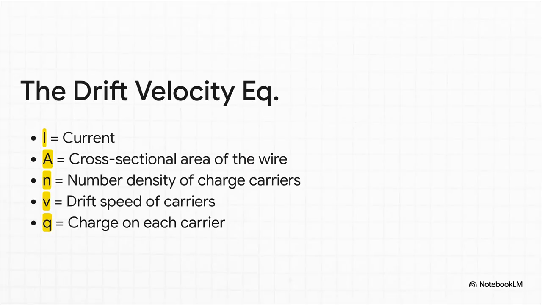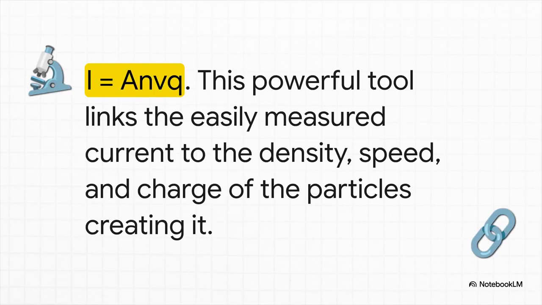We can actually connect the big picture current we measure to this tiny microscopic dance of electrons with one really powerful equation. Let's break down the parts. I is our current. A is the cross-sectional area, basically how thick the wire is. A fatter wire means more room for charges. N is how many charge carriers are packed into a certain volume of the material. V is the drift speed, how fast those carriers are actually moving. And Q is the charge on each individual carrier. So when you put all of those pieces together, you get this. I equals A times N times V times Q.